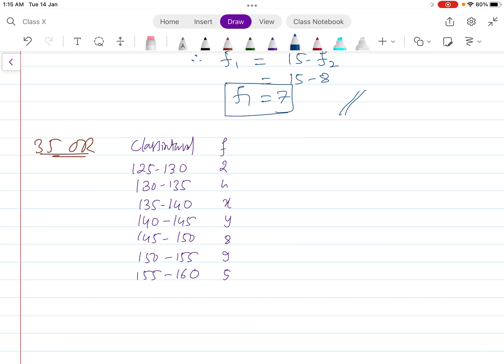the cumulative frequency. So we have to keep the first value as it is, then keep on adding the next values. So 2 plus 4 is 6. Now 6 plus x will remain, 6 plus x plus y will remain, then 6 plus 8 is 14 plus x plus y, then 14 plus 9 is 23 plus x plus y, 23 plus 5 is 28 plus x plus y.